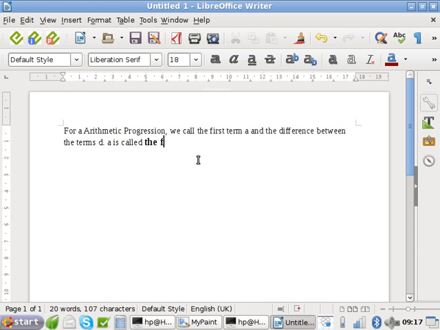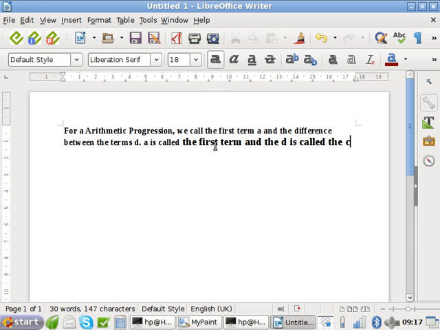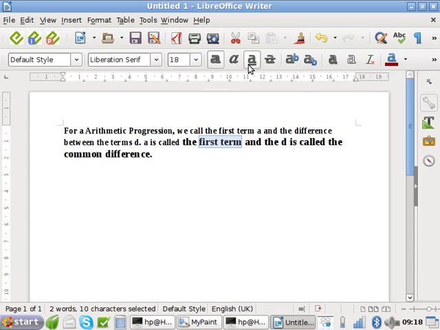A is called the first term. And the D is called the, I think you said it, Malik, common difference. So the vocabulary that you need so far is that A is called the first term and D is called the common difference.